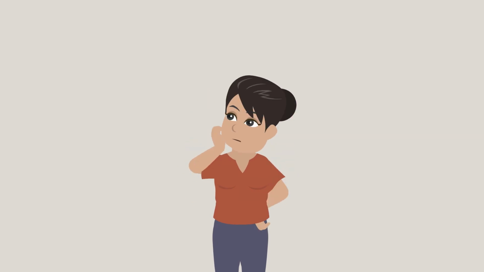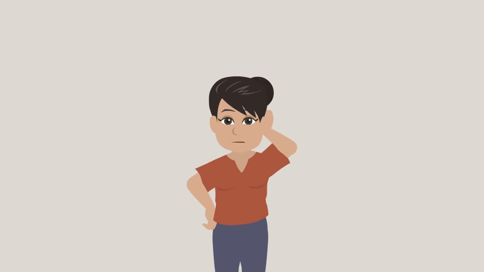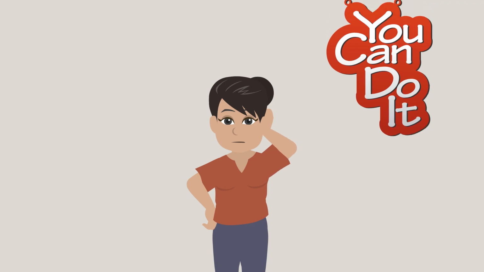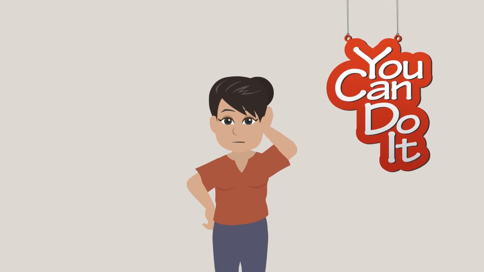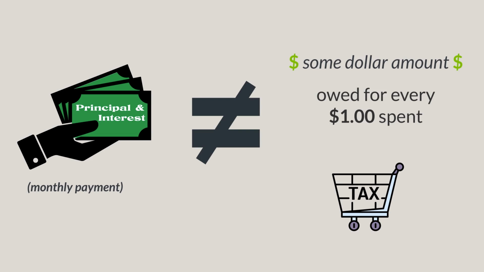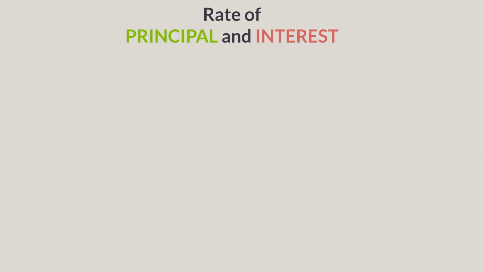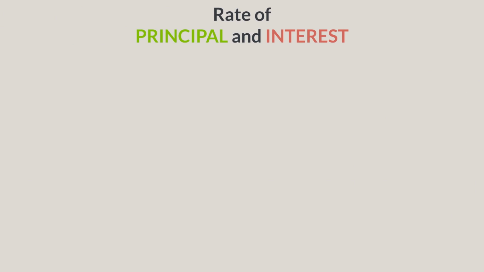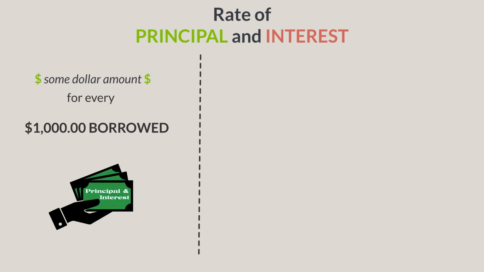Now her banker asked her to use a similar concept for establishing a monthly payment for the amount of money she would need to borrow to buy a house, otherwise known as a mortgage. The bank would calculate a monthly principal and interest payment amount, but instead of using a sales tax rate, the bank would use a rate of principal and interest that Claudia would owe for every $1,000 she needed to borrow.